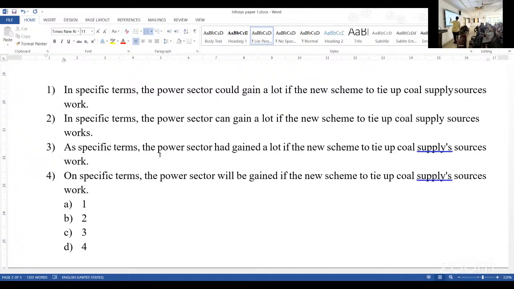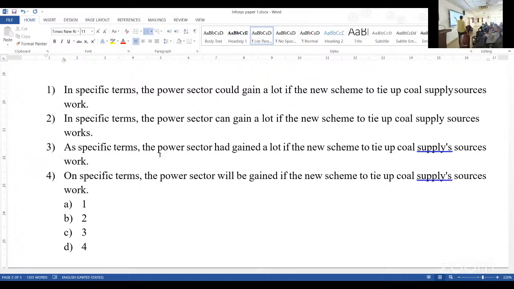No. The thing is that basically in this sentence there are two clauses. One is the main clause, another is the subordinate clause. Till here: can gain a lot if the new scheme to tie up coal supply works. Here, if the new scheme to tie up coal supply work, on what basis do we select work or works? Work is acting as a verb here. So for this clause, new scheme is the subject, not sources. New scheme is singular, so we should use works. That is the answer.